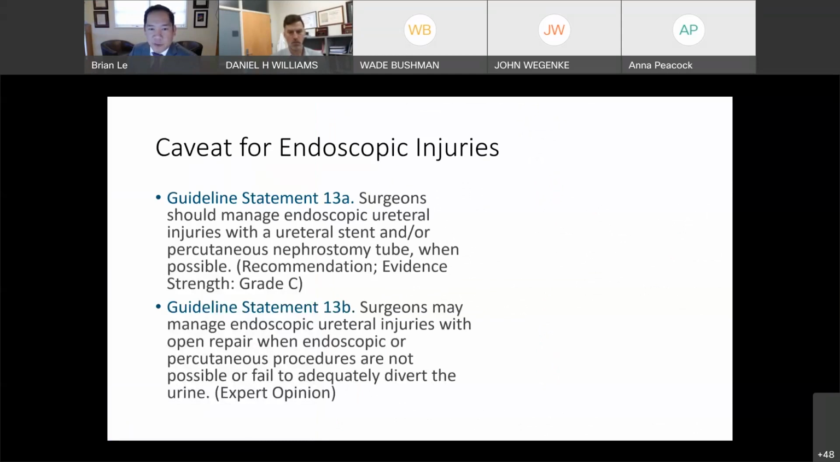They do have some caveats for endoscopic injuries. We talked about ureteroscopic injuries. For endoscopic ureteral injuries, the first line recommendation is stenting or nephrostomy tube. So if you have a misadventure in the OR with a ureteroscope, that's the main recommendation. And then you certainly may manage with open repair when those initial approaches fail.